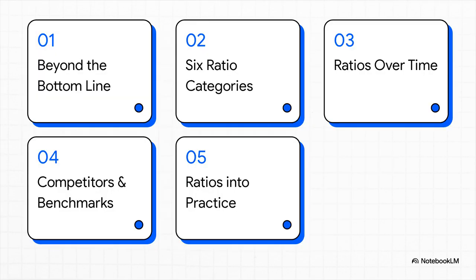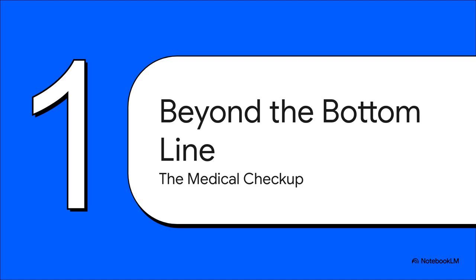So how do we actually do this? Well, here is our roadmap for the explainer. We'll start by looking beyond the bottom line, unpack the 6 core categories of ratios, see how to analyze them over time, compare them against competitors, and then finally put the whole thing into practice. All right, let's jump right into section 1, beyond the bottom line.